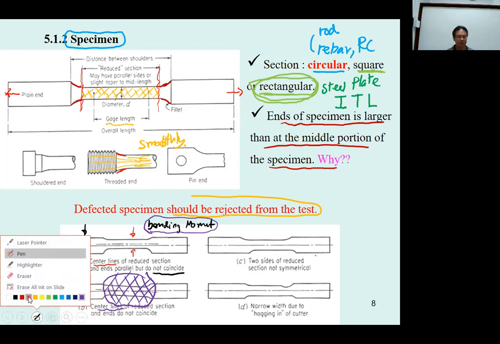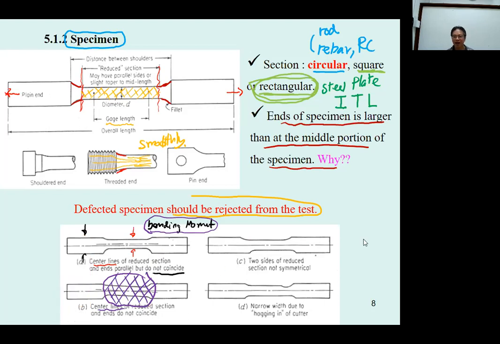And next, we have the reduced section here that is not symmetrical, so the load transfer in this area will not be smooth, and it will also produce some error in the test. And the last one is this portion, called hooking. It may be due to wrong practice in preparing the specimen.